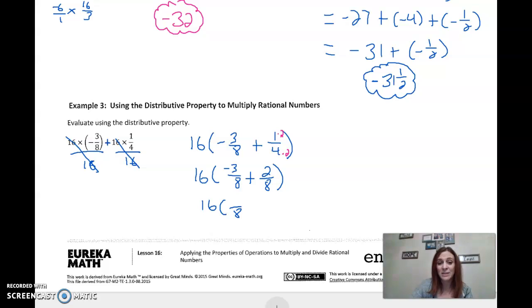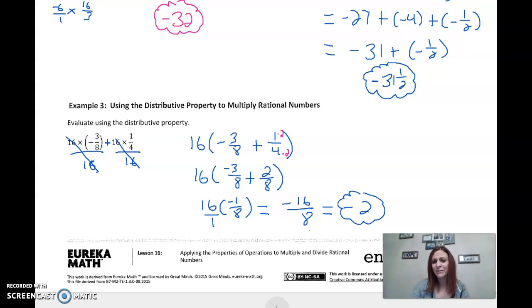-3 plus 2 is a -1. And then I'm just basically going, put a 1 underneath, and I'm going 16 times a -1 is -16. 1 times 8 is 8. Negative divided by positive is a negative. 16 divided by 8 is 2. All of that to get that whole -2.